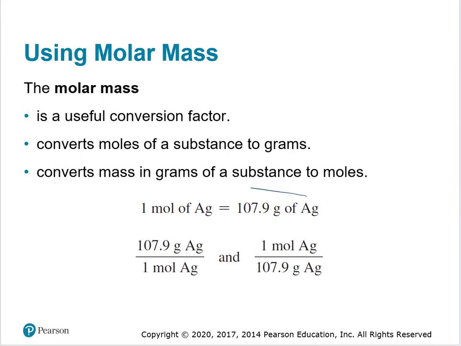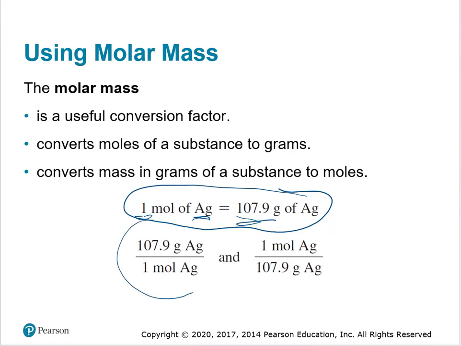As long as we have our periodic table available to us, we can look, for example, to find silver, and we can say that 1 mole of silver has a mass of 107.9 grams. We can then make two conversion factors. We can have the mass on top per 1 mole, or we can say that 1 mole of silver has a mass of 107.9 grams.